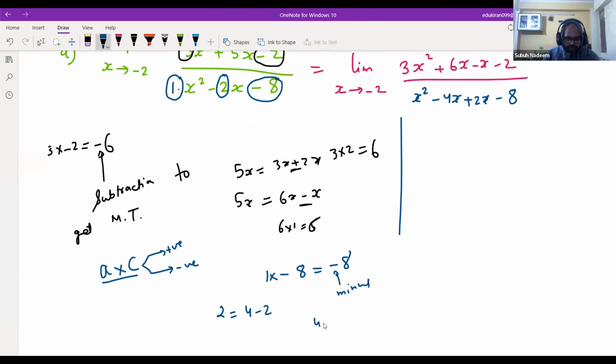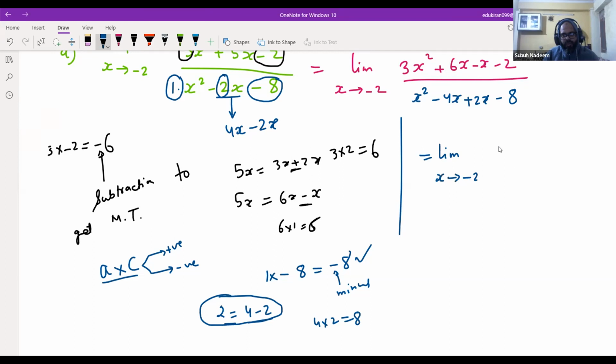And 4 into 2 will give you 8, which is this value. And 4 minus 2 is 2. So this 2x can be written as 4x minus 2x, because 2 can be written as 4 minus 2. And there is a minus sign outside. So minus 4x plus 2x, it will become limit x approaching -2, 3x common, x plus 2, -1 common, x plus 2, upon x common, x minus 4, plus 2 common, x minus 4.